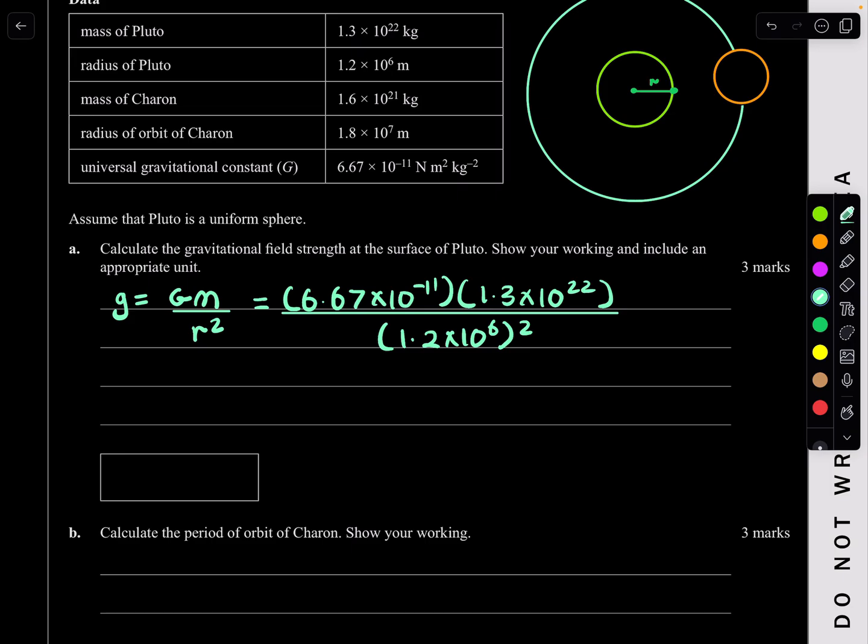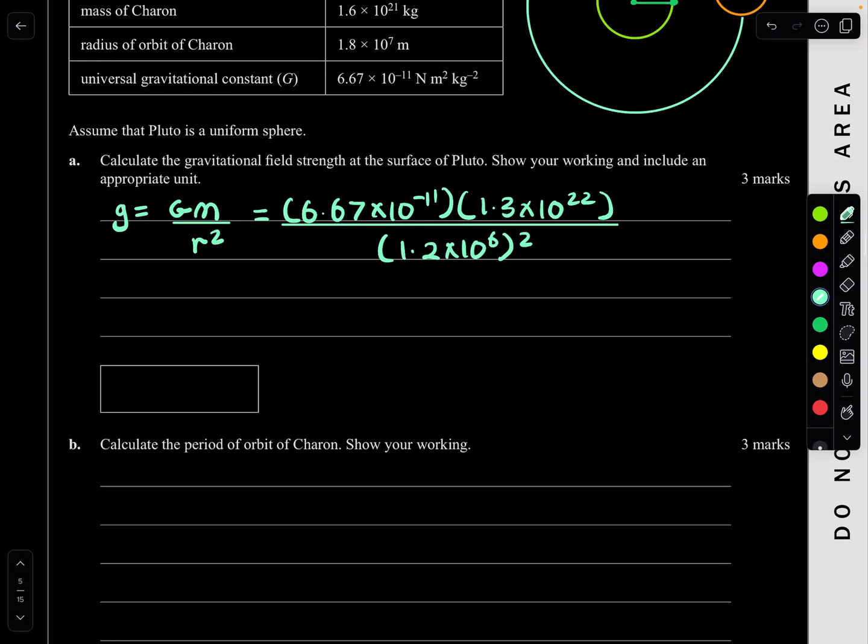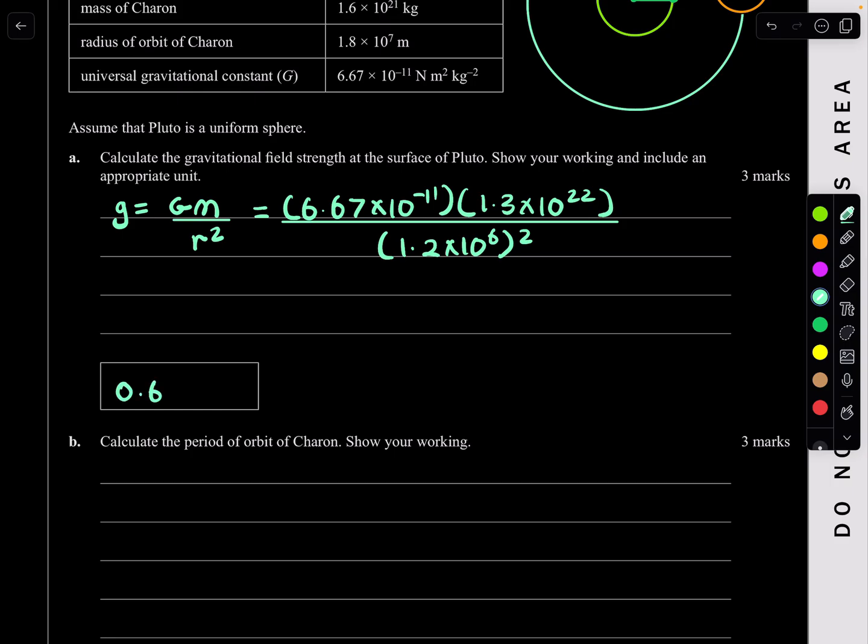Have I made any mistake in my calculations here? Let's check. 1.3 times 10 to the power 3. Beautiful. And we're given that it's approximately 0.60. Now, how many significant figures? Well, the lowest is 2, so it's going to be just 0.60. And we have to also write the units.